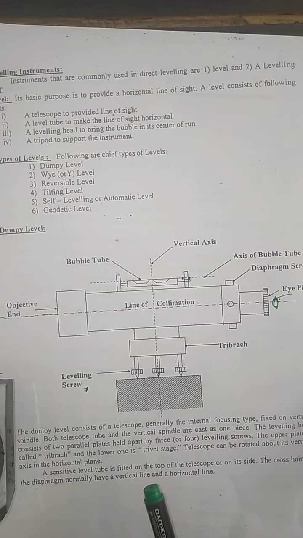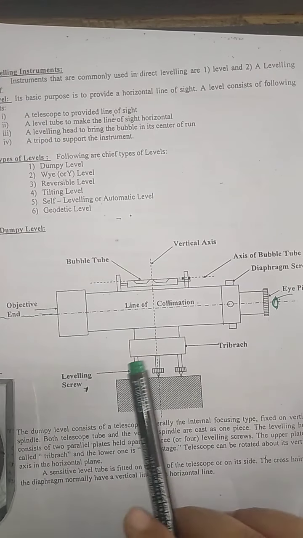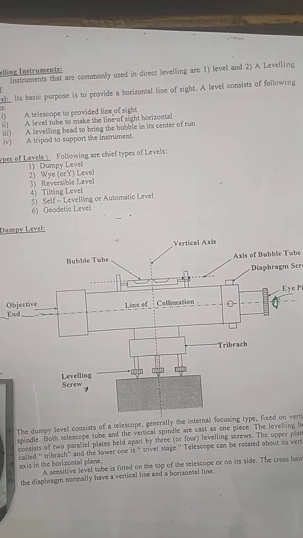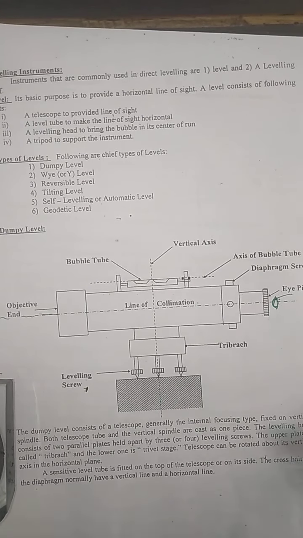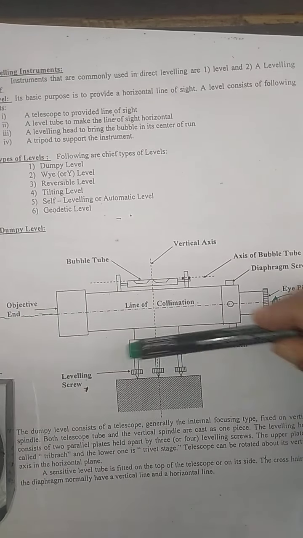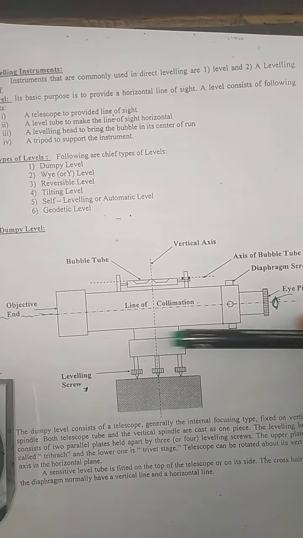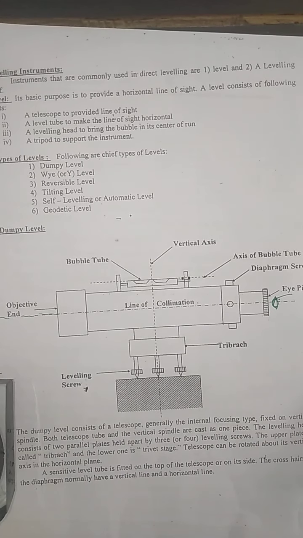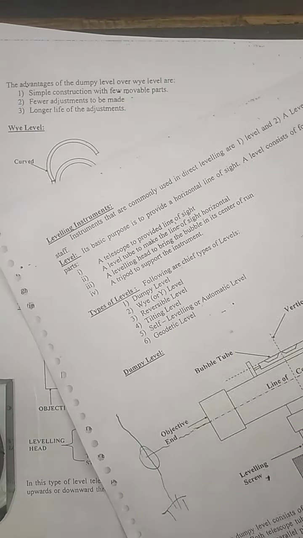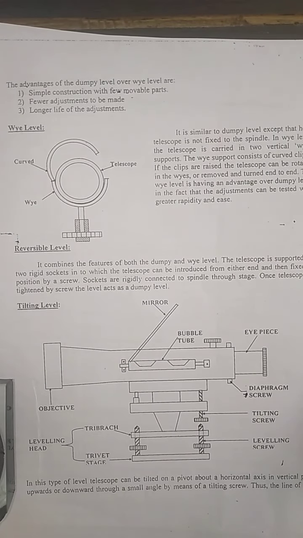The leveling head of the two parallel plates is going to have the leveling screws. The upper plate, above it, whatever the plate is there, we call it a tribrach, or a trivet stage. A sensitive level tube, as I have told, is used for making the telescope completely horizontal and keeping the line of sight completely horizontal.